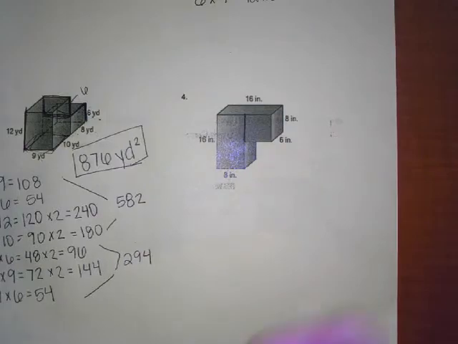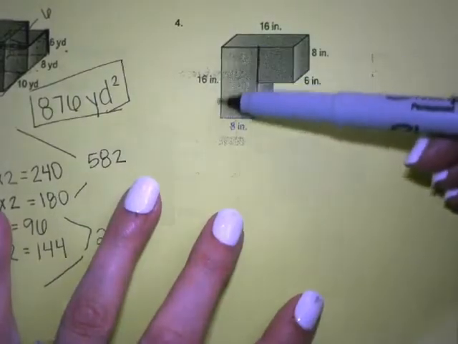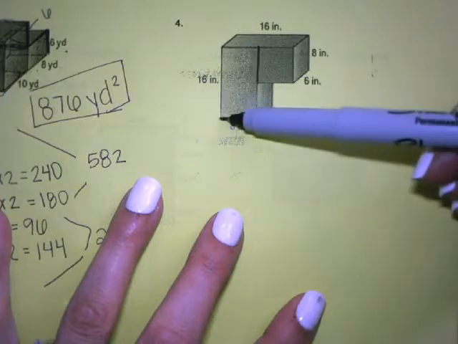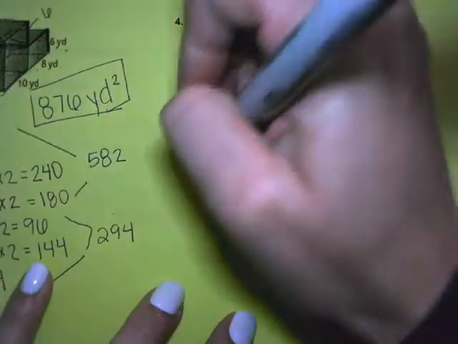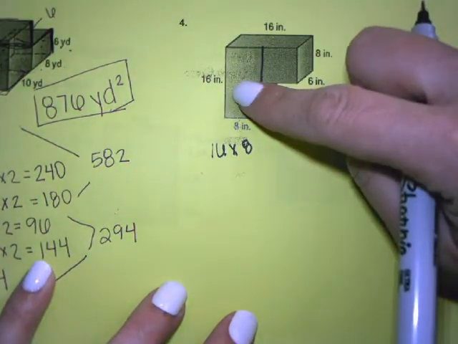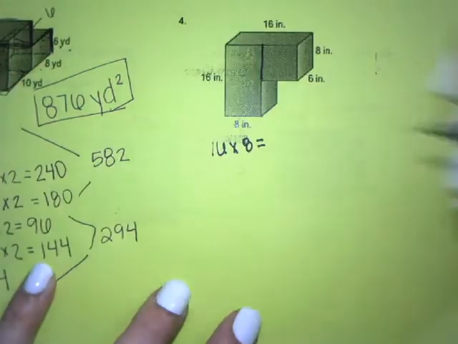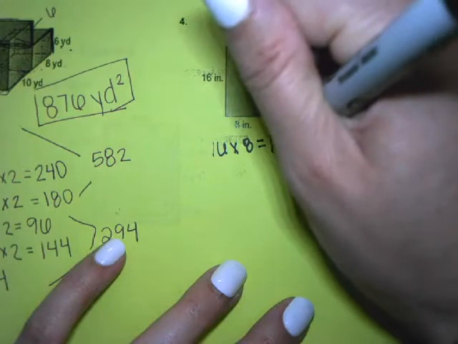So I want to find the area of this big rectangle right here. How do I find the area of this big rectangle, you guys? So I'm going to write 16 times 8, because that's what that box is. And what did we get for 16 times 8, you guys? You should have told me 128.